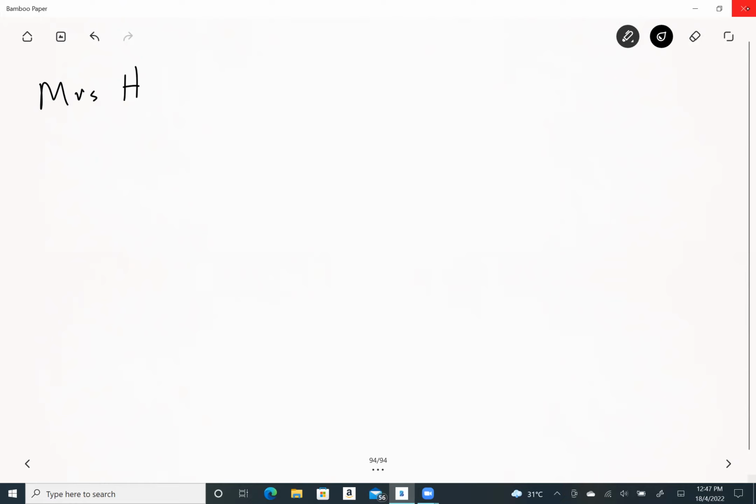Mana saya punya diagram ni? Tadi saya ada buat dia punya table. Oh, betul. Siapa menang tadi? M menang. Sebab I cannot see the table because I am on a different page. I thought just now I already buat dia punya.